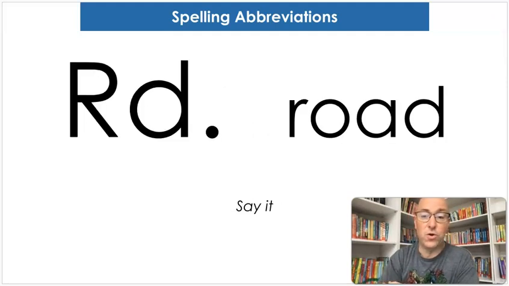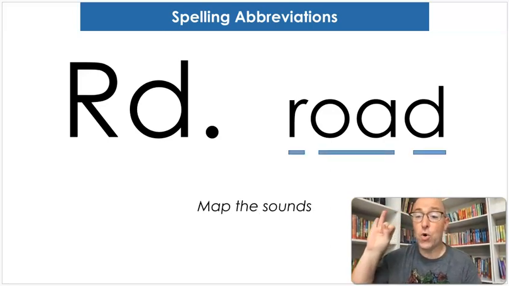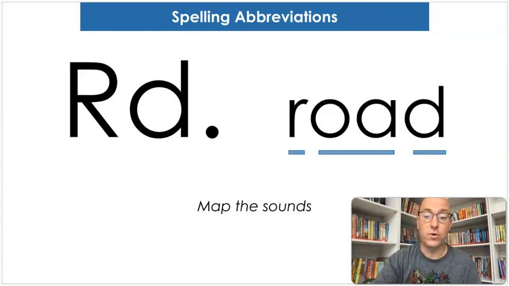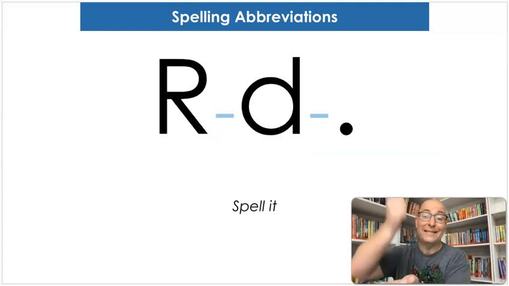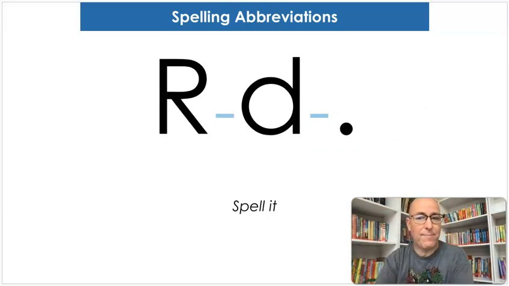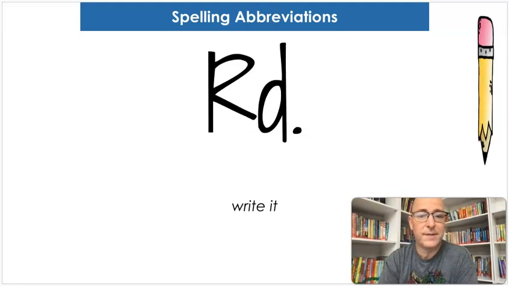Next is the word road. Say road. Map the sounds. Ode, road. And spell it. Capital R, D, period, road. And we're going to have it capital here because we're going to assume it's a proper noun. And let's write it. Capital R, D, period.